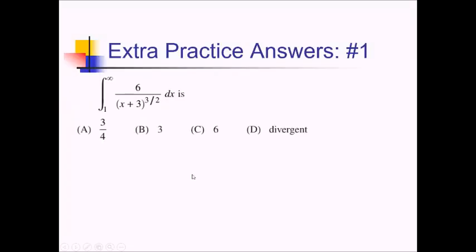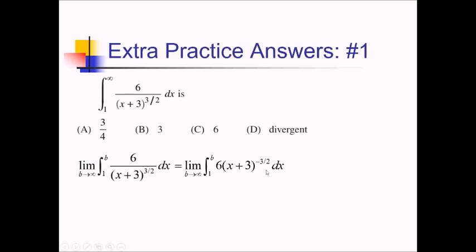For this problem, we're trying to take the integral from 1 to infinity of this expression here. Since we have an infinity in the limits of integration, this is an improper integral. That means we need to rewrite this using a limit. So I'm going to call this the limit as b approaches infinity of the integral from 1 to b of all this stuff. And my next step, I'm actually going to rewrite this as 6 times all this stuff to the negative 3/2 power, just to make it a little bit easier to take the antiderivative.